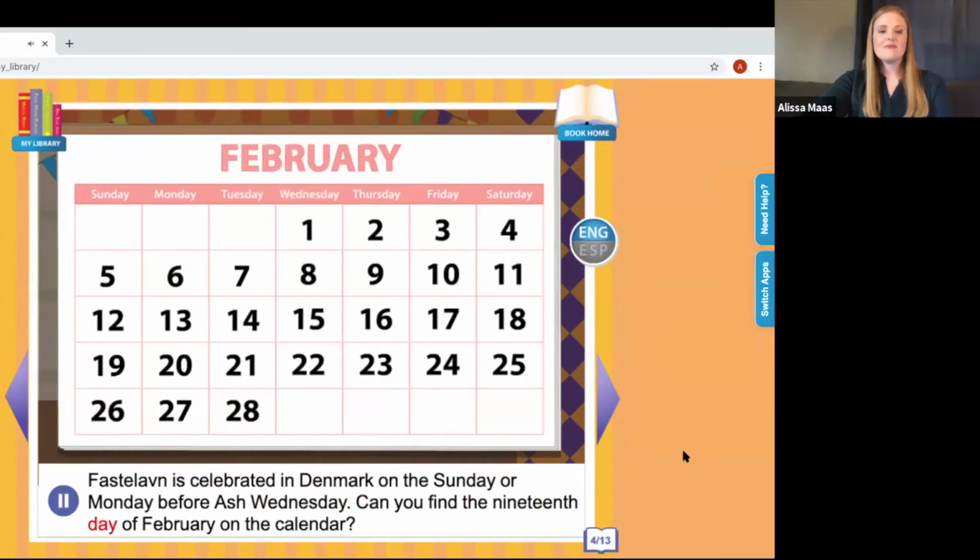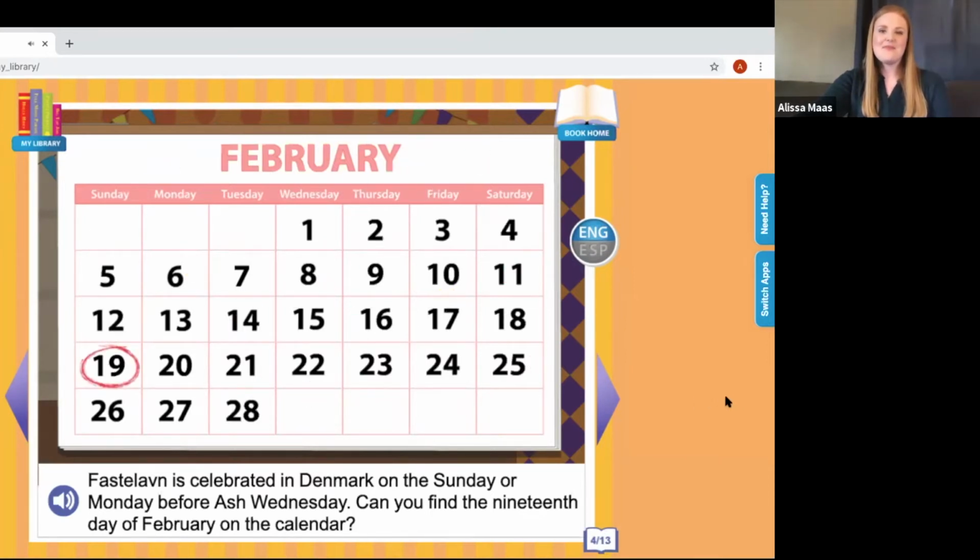Can you find the 19th day of February on the calendar? One year, Fastelavn was celebrated on a February 19th. Let's find number 19 on the calendar. Let's count together. 1, 2, 3, 4, 5, 6, 7, 8, 9, 10, 11, 12, 13, 14, 15, 16, 17, 18, 19.